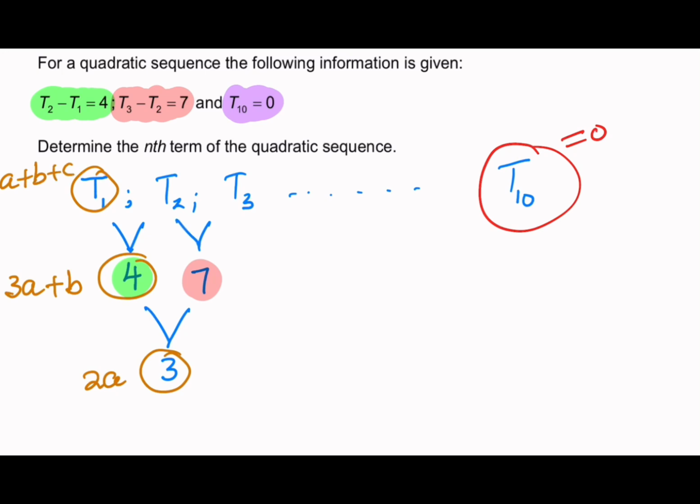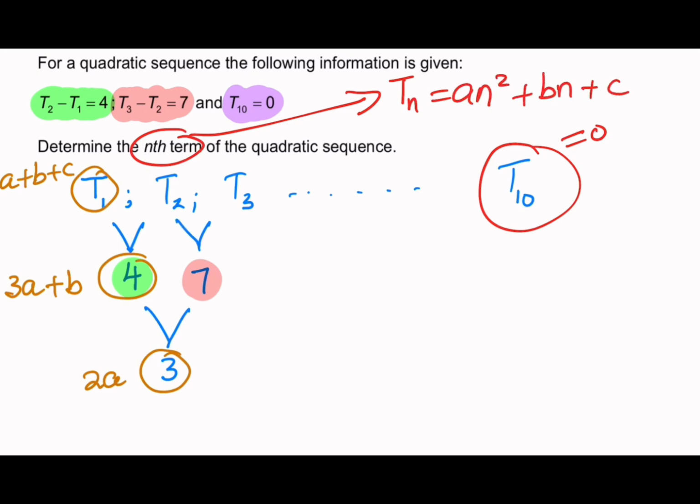Obviously these a's, b's and c's are coming from the actual nth term, which we're trying to find, right? So Tn equals an squared plus bn plus c. That's really what we're trying to find at the end. So we want to start here at the bottom. You can see at the bottom you've got enough to find a. If you go 2a equals 3, you'd be able to find a, and that's great.